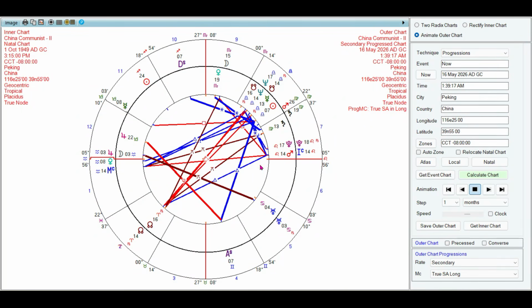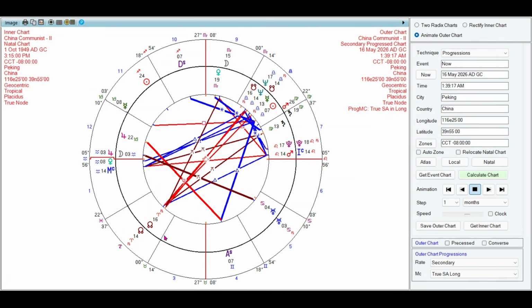This is the signification of the MC forming an opposition to the Mars. Now, the third and the final one as far as the progressed chart is concerned is progressed moon. As of today, the progressed moon is forming quincunx to the Rahu, that is the north node. If you see, the progressed moon is here at 15 degrees of Scorpio, and it is forming the quincunx to the north node in the 2nd house.